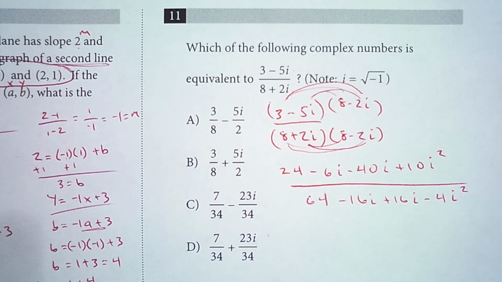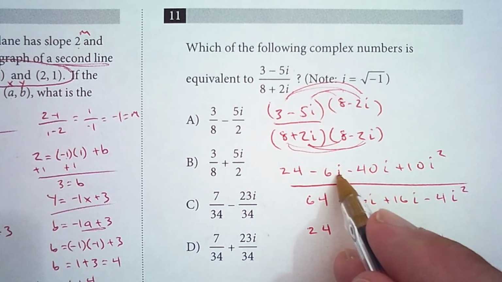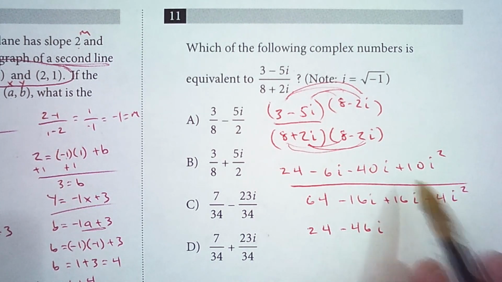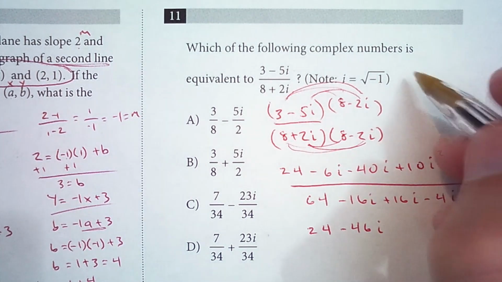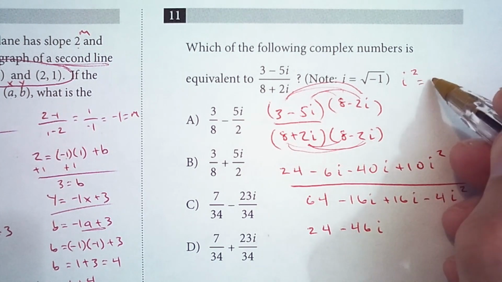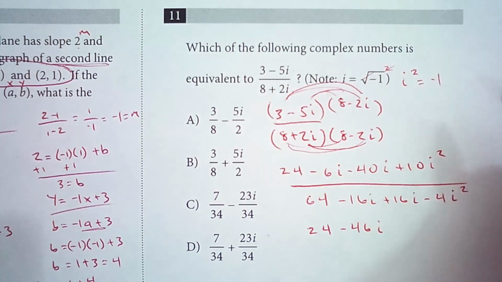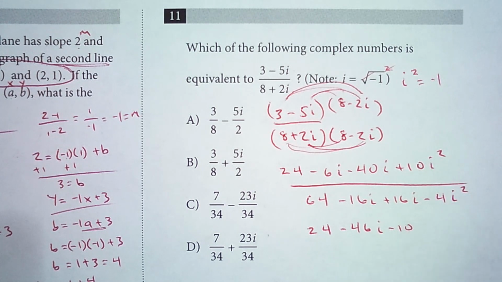Okay, so now we're going to do some simplifying. So we've got 24, there's no like terms there, so 24 minus 6i minus 40i, that's minus 46i. And then we have plus 10i squared. Now if i is the square root of negative 1, then i squared must be negative 1, because when we square this, the square root and the squared cancel, so i squared is negative 1. So this is really plus 10 times negative 1, or minus 10.